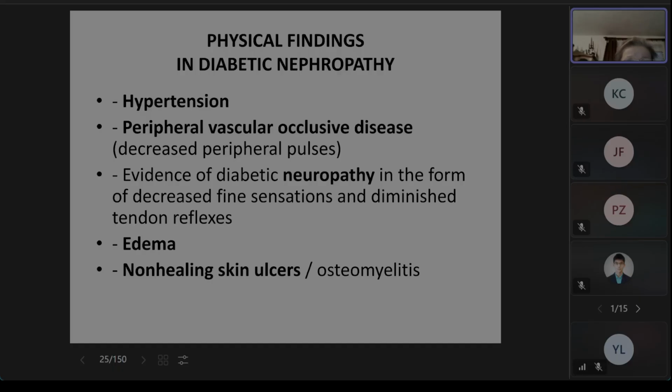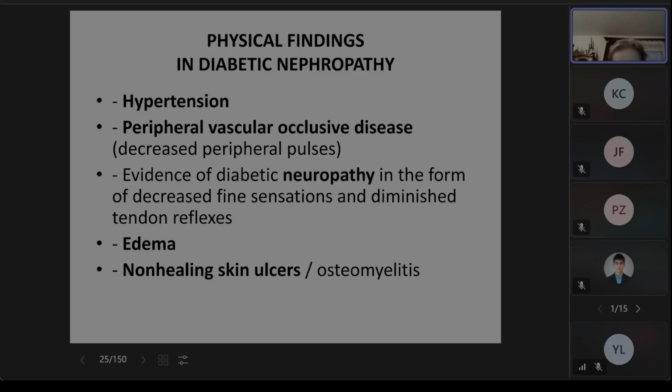Of course, physical examination is also important to support the hypothesis that the patient is suffering from diabetic nephropathy. First of all, we can find in the majority of individuals with diabetes mellitus hypertension, because hypertension is present in more than 60% of patients with advanced stages of diabetic nephropathy.